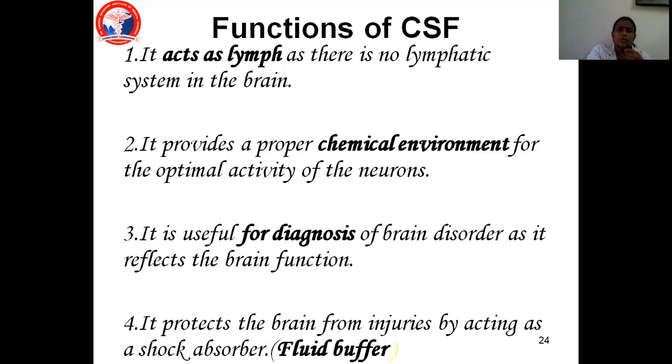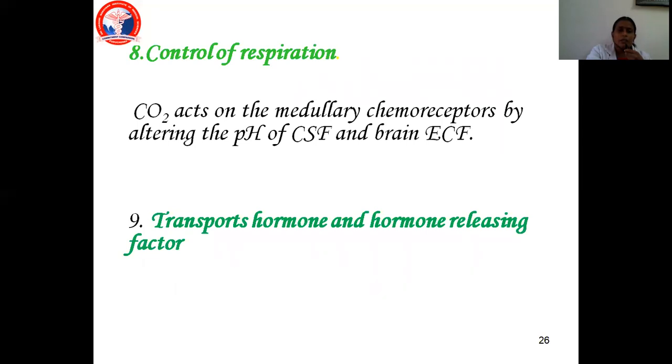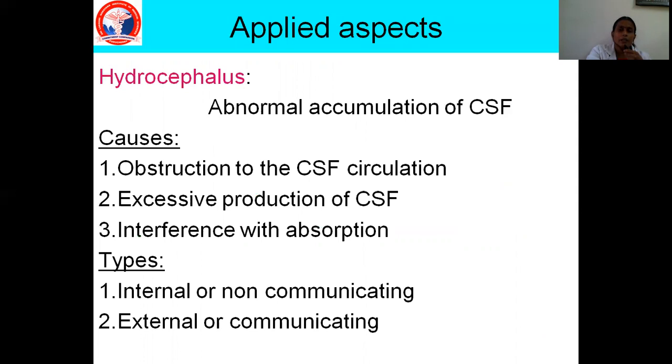And next, functions of CSF. It acts as a cushion. It provides the proper chemical environment. It is useful for the diagnosis of brain disorders, and it helps in absorbing shock. It maintains the constant internal volume of the cranium, and it prevents the accumulation of metabolic products by continuous formation and drainage. It provides nutrition to the nerve cells. It is also involved in the control of respiration, and in the transport of hormones and hormone releasing factors. In the applied aspect, hydrocephalus.